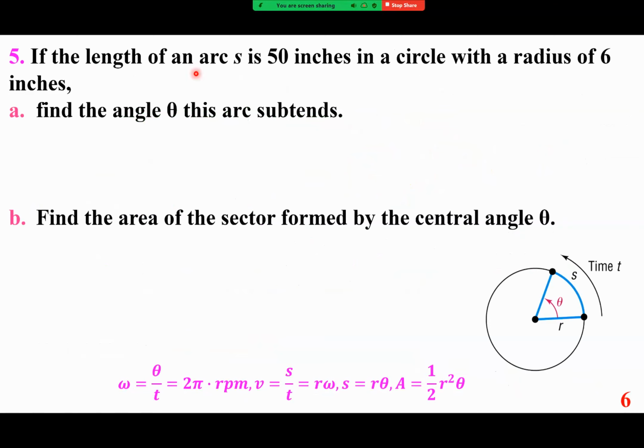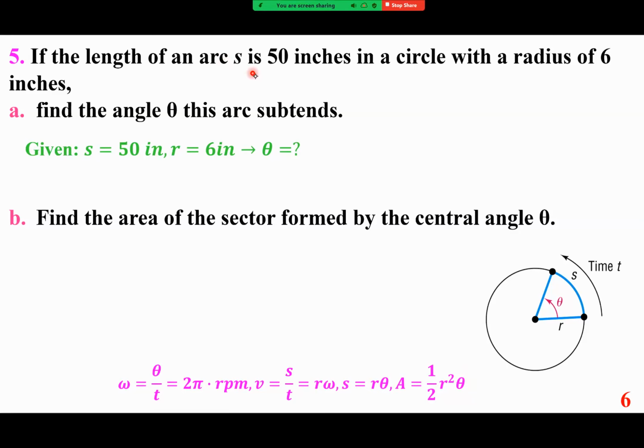If the length of an arc is 50 inches in a circle with a radius of 6 inches, we want to find the angle this arc subtends. So first and foremost, what is given? S is 50 inches, R is 6 inches, and theta is missing. Of course, I put all those formulas to remind you, we've gone over all of those, and whatever you need, you use it. So this is the arc length.